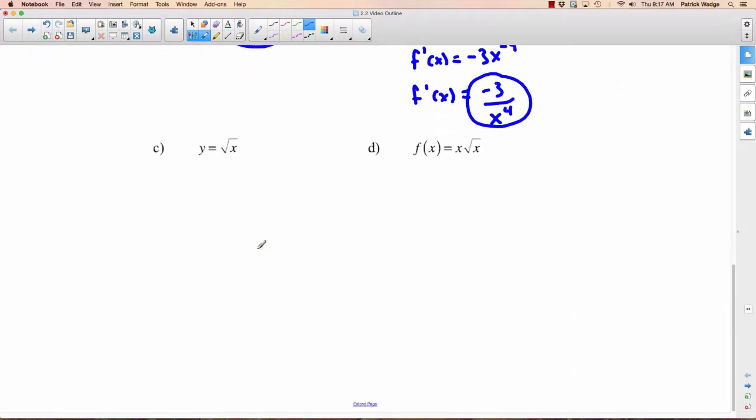Okay, here's another question where you want to rewrite to get it in the correct form. So I'm not writing the derivative, I'm just rewriting the function.